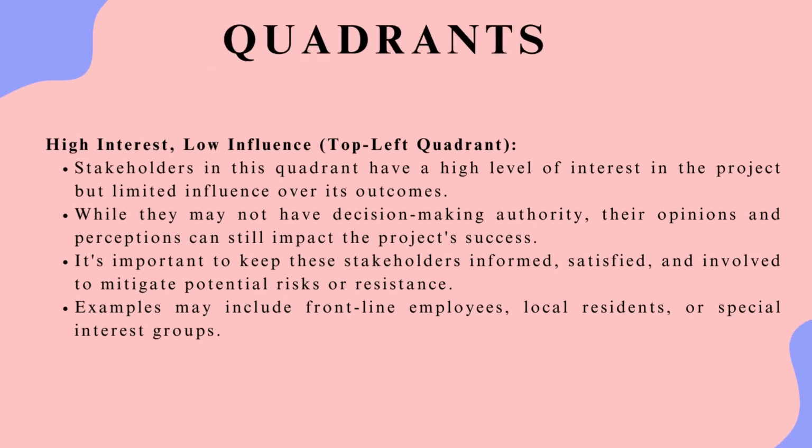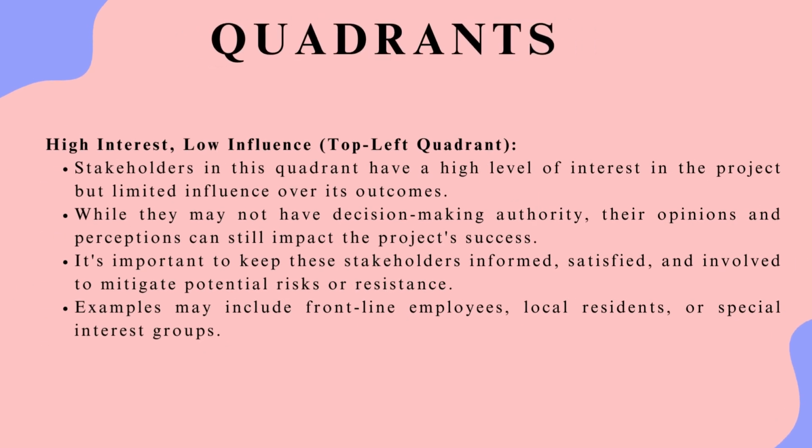Moving to the top left quadrant, we have stakeholders with high interest but low influence. These folks may not hold the reins, but their opinions matter. While they may not have decision-making authority, their opinions and perceptions can still impact the project's success. It's important to keep these stakeholders informed, satisfied, and involved to mitigate potential risks or resistance. Examples may include frontline employees, local residents, or special interest groups.